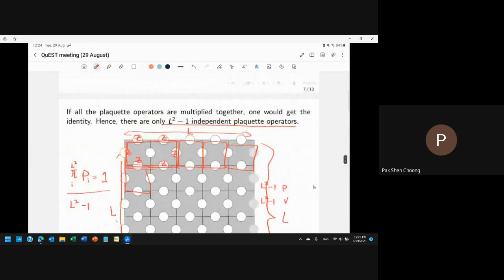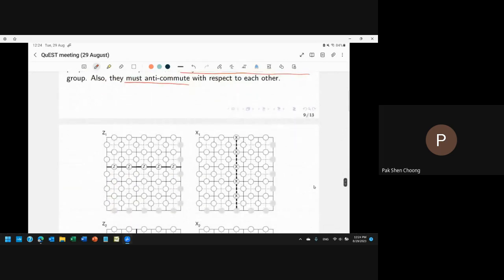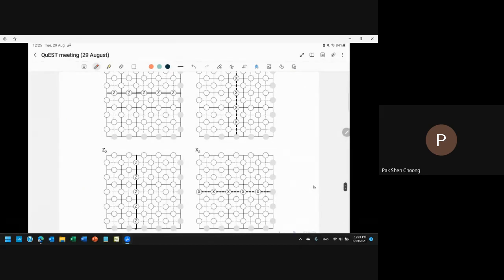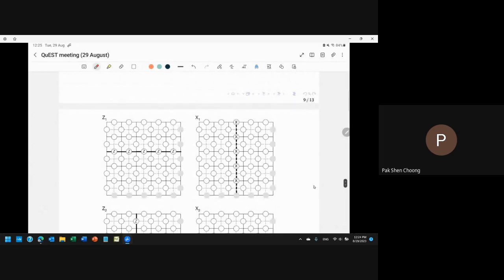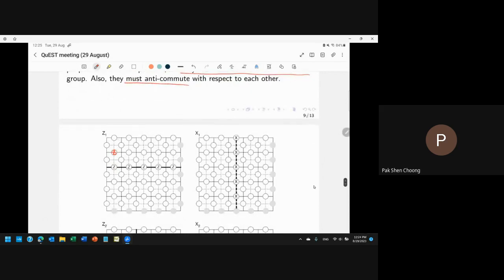So then you can try to study things of this nature, and you find that your Z1 and Z2, let's look at Z1 first. If you define this to be your encoded logical operation, then what will happen is for this plaquette, you get -1. But for the rest, because they are not acting on the same qubit, you get +1 and so on.